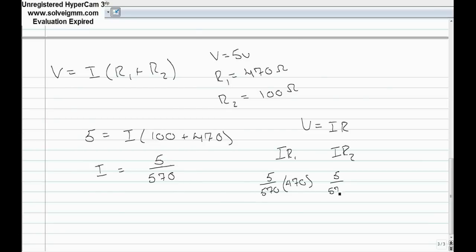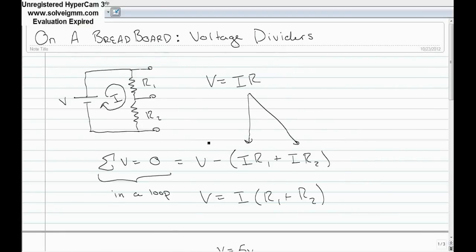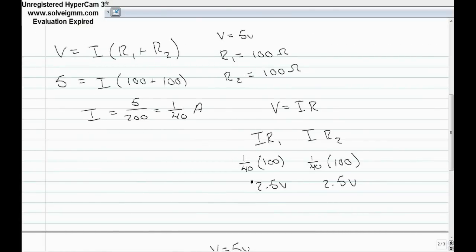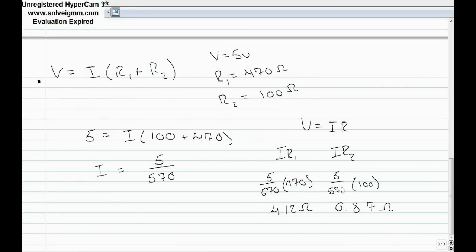5 over 570 times 100. And if we pull out our calculator and do the math, this works out to be 4.12 ohms, and this works out to be 0.87 ohms. And again, we don't know what this means yet in relation to our original circuit diagram, but we can look here and see that our original voltage being 5 volts, and the division, if you add them both up, come to 5 volts, which you'd expect given that the sum has to equal the original input.